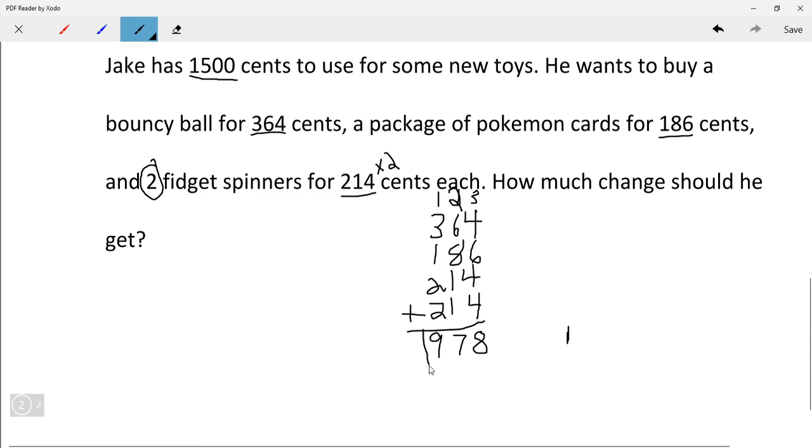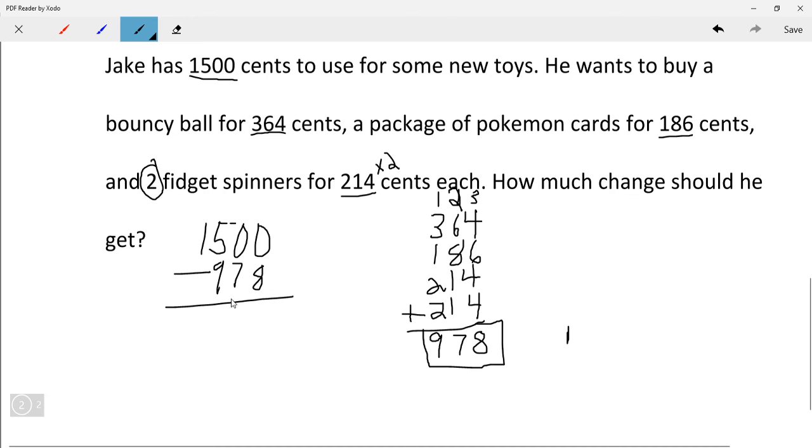So we're at 978. He has spent 978 cents, but it doesn't ask how much money has he spent. It says how much change should he get, which is actually, if he has 1,500 cents and he spends 978 cents, we're looking for the difference between 1,500 and 978. So that means we need to subtract. Once again, I'm going to do the standard algorithm, 1,500 minus 978.